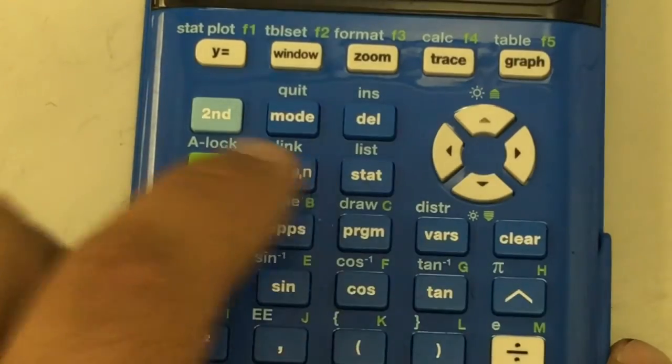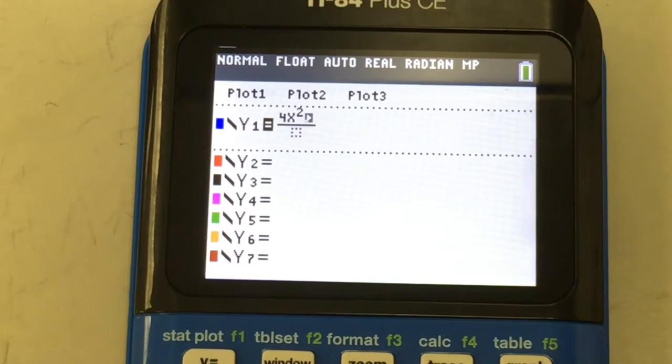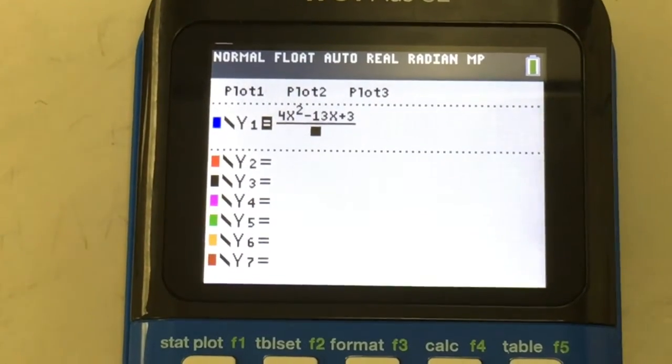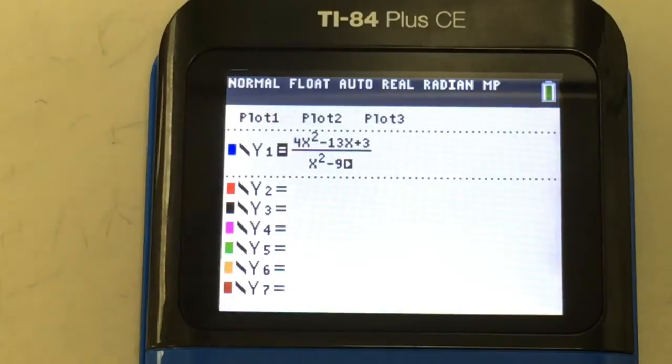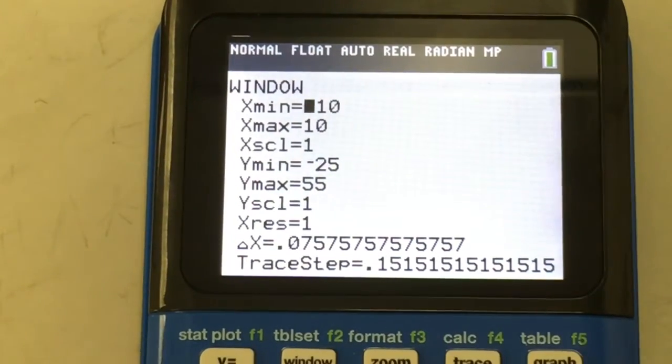For the x is up here, x, and then you find the square button, 4x squared minus 13x plus 3. There's certain aspects of this that are more convenient than the Casio, and certain ones that are not. X squared minus 9. Maybe I'll set the window. I know it's supposed to be from -3 to 3, so I'll mess around with my window. And notice my window is from -10 to 10, which is nice. I won't need the y values to go so low, so I'll make everything 10 by 10.